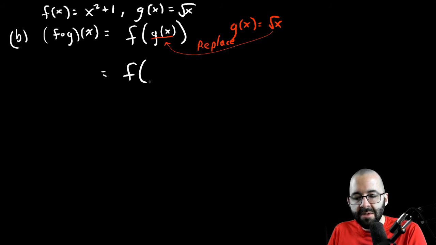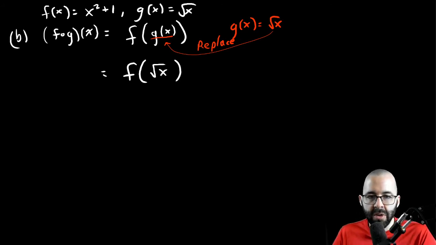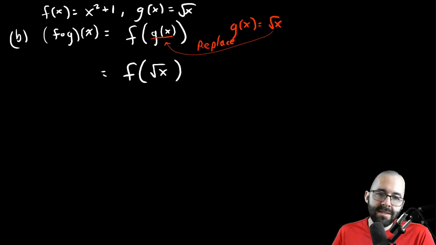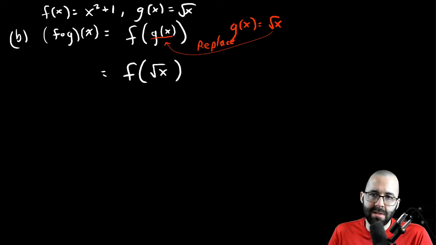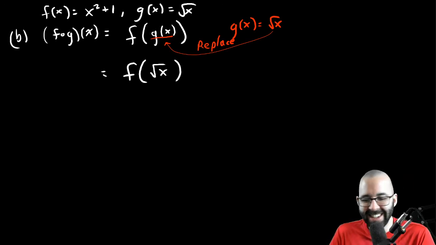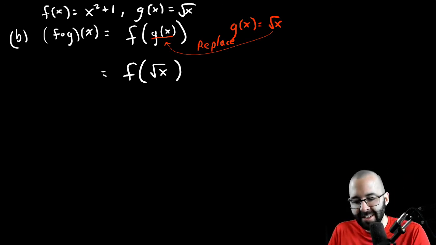So we still have f of g of x. But g of x is the same thing as the square root of x. So this is where things get a little weird. Well, maybe things have been weird for a while, but this is where I'm noticing that they're getting a little weird. All right. What is f of the square root of x?